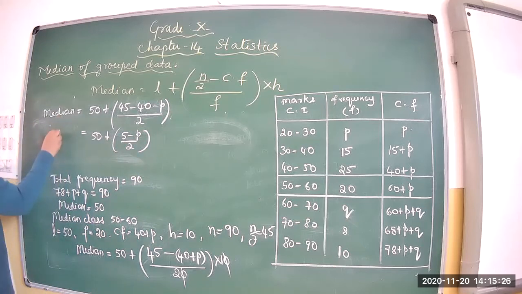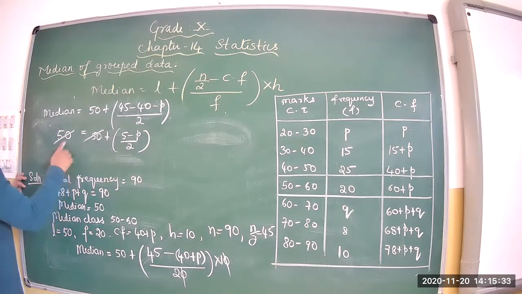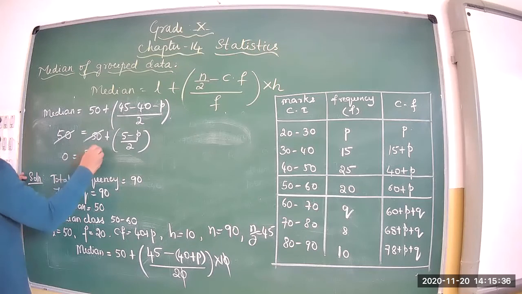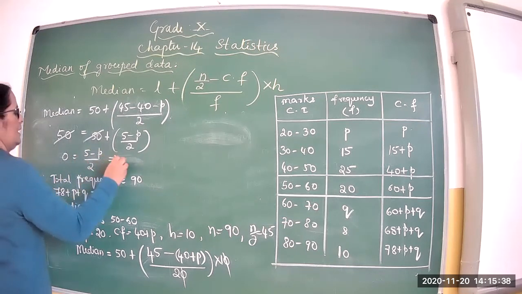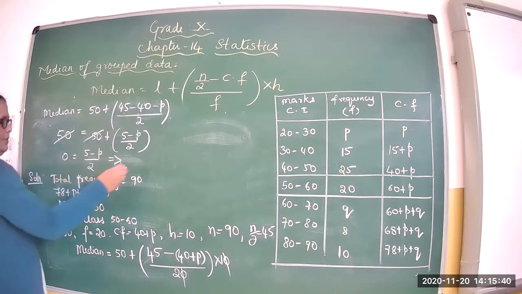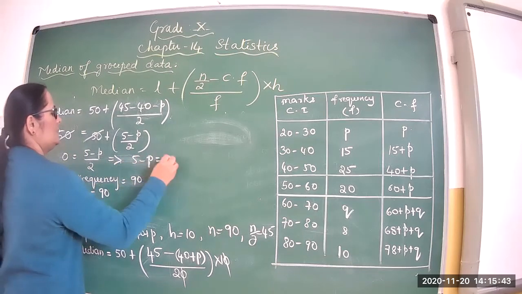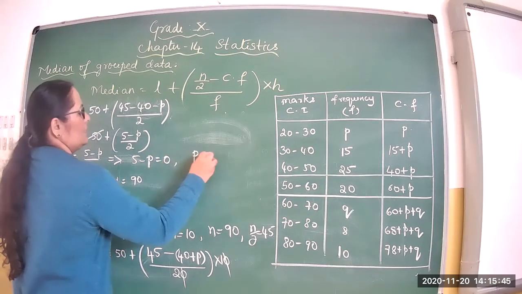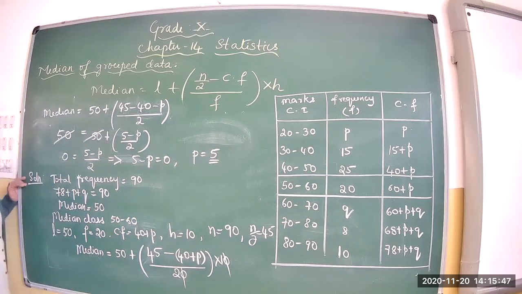And the median is given as 50. So 50 minus 50 is 0, so 5 minus P by 2 equals 0. 2 into 0 is 0, so 5 minus P equals 0, so P equals 5. So the P value is 5. When the P value is 5, what about the Q value? You need to find Q.